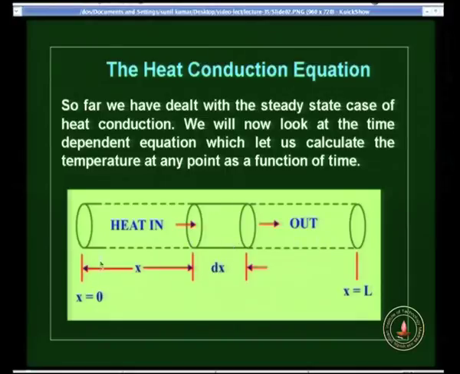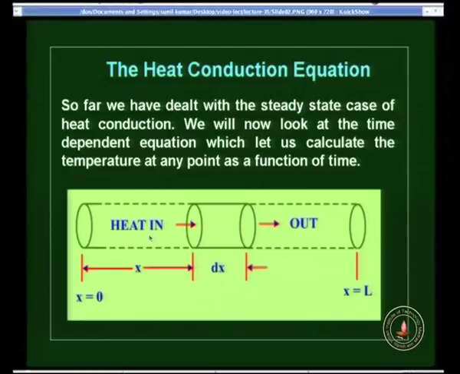Okay, so that problem would lead to an equation of the form which I just wrote. We are not looking at steady state here, we are looking at this long thin rod. We assume it to be thin so that across the cross section the temperature is uniform, and it is insulated all along its length. So the heat enters here and goes out here.